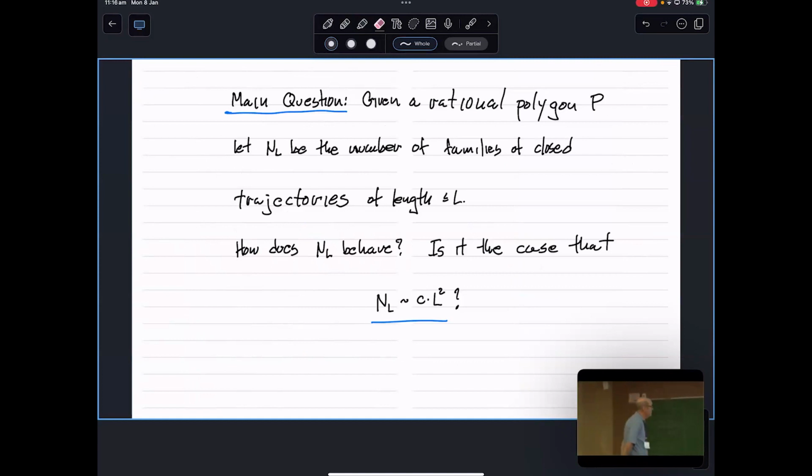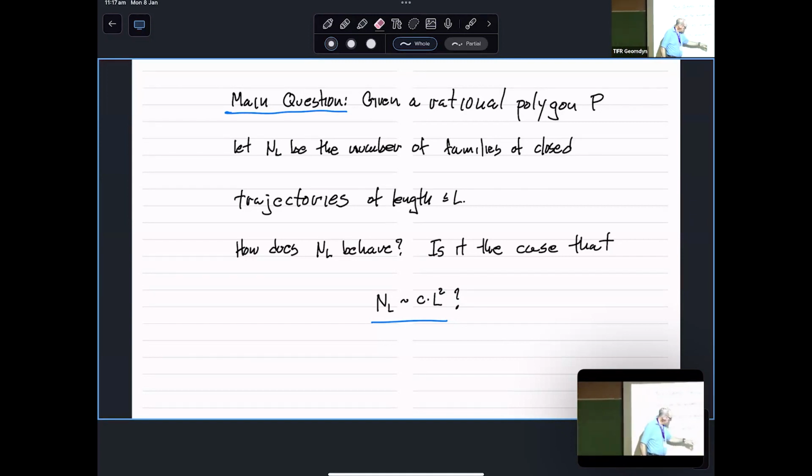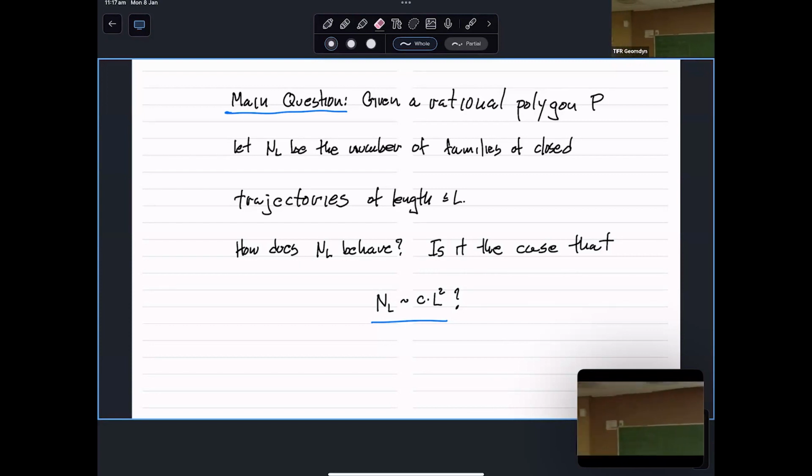The main question I want to discuss is: given a rational polygon P, let's count the number of families of closed trajectories of length less than or equal to L. Call this number n sub L. The question is, how does n sub L behave? In particular, is it the case that n sub L grows quadratically with a given constant C in this setting? It's known that it has a quadratic upper bound and a quadratic lower bound, with different constants for the upper bound and lower bound. But I want to know if, in all understood examples, there's a single constant C, whether that behavior is general, and typically what the constant C is.